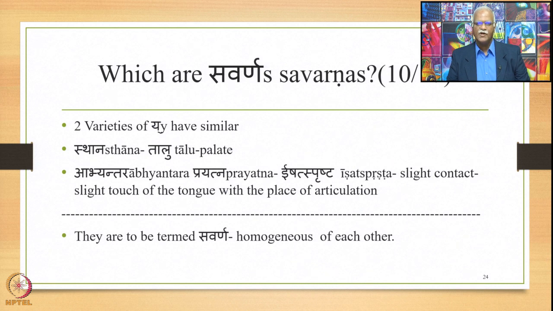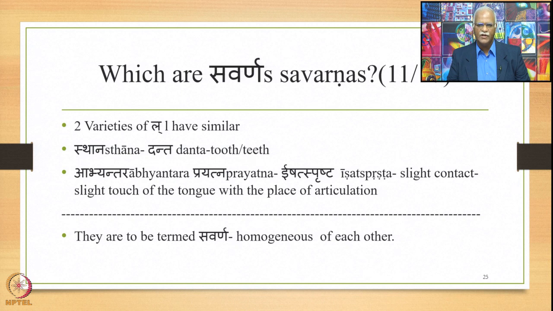Similarly, after having finished the treatment of the vowels, if we go to the consonants, we observe that there are two varieties of y, anunasika and ananunasika, which have similar sthana, namely talu, and similar abhyantara prayatna, ishat sprashta, as defined and described by the Paninian grammatical tradition. Slight contact or slight touch of the tongue with the place of articulation. So both these varieties of y are to be termed savarna of each other.